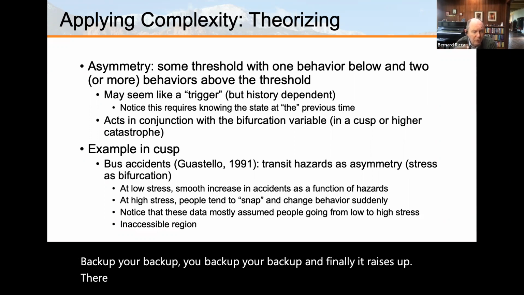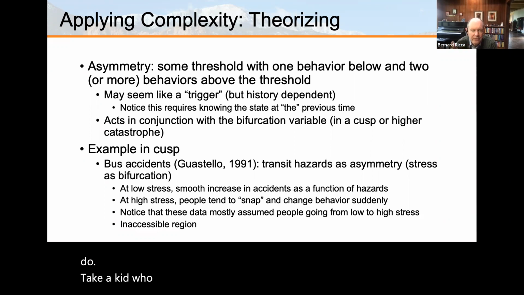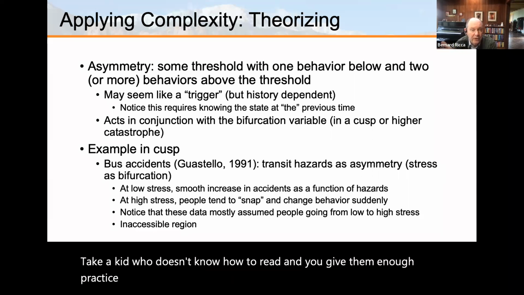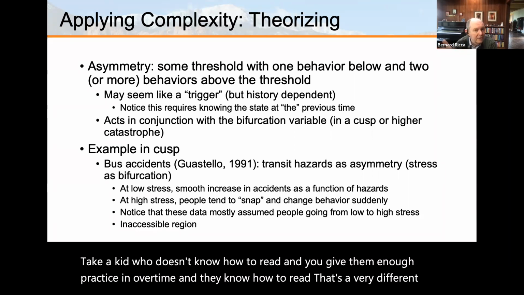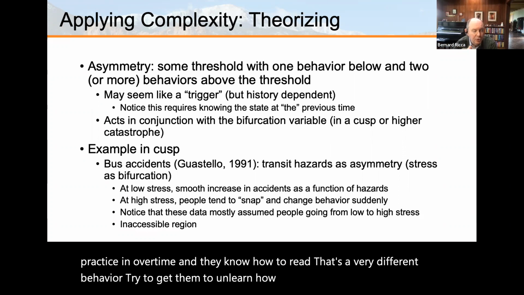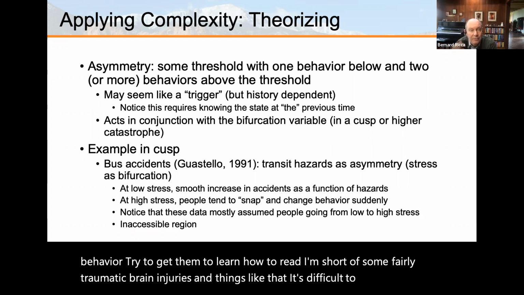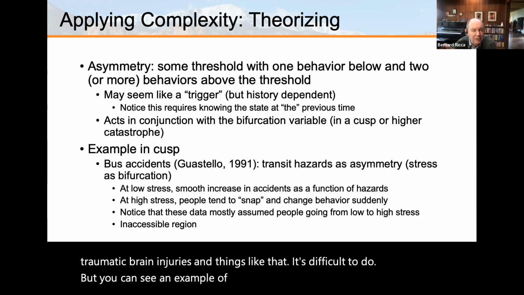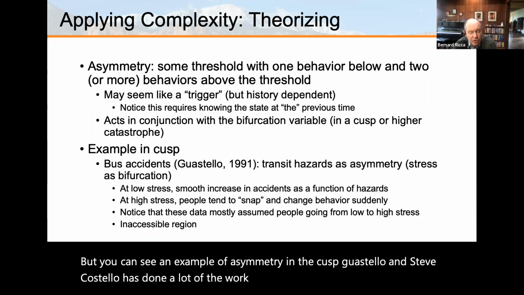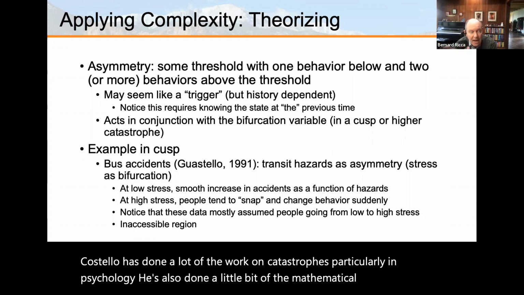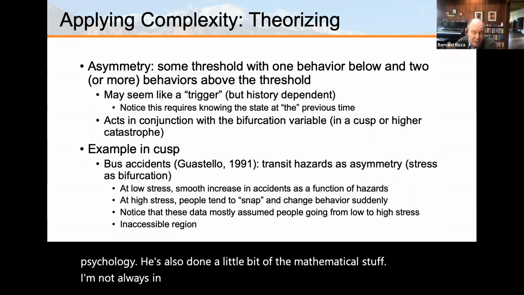There are some things where the irreversibility is probably very difficult to do. Take a kid who doesn't know how to read, and you give them enough practice and over time, and they know how to read. That's a very different behavior. Try to get them to unlearn how to read. Short of some fairly traumatic brain injuries and things like that, it's difficult to do. But you can see an example of asymmetry in the cusp. Guastello, and Steve Guastello has done a lot of the work on catastrophes, particularly in psychology. He's also done a little bit of the mathematical stuff. I'm not always in agreement with him, but he's been successful. So you can take that for whatever you want.